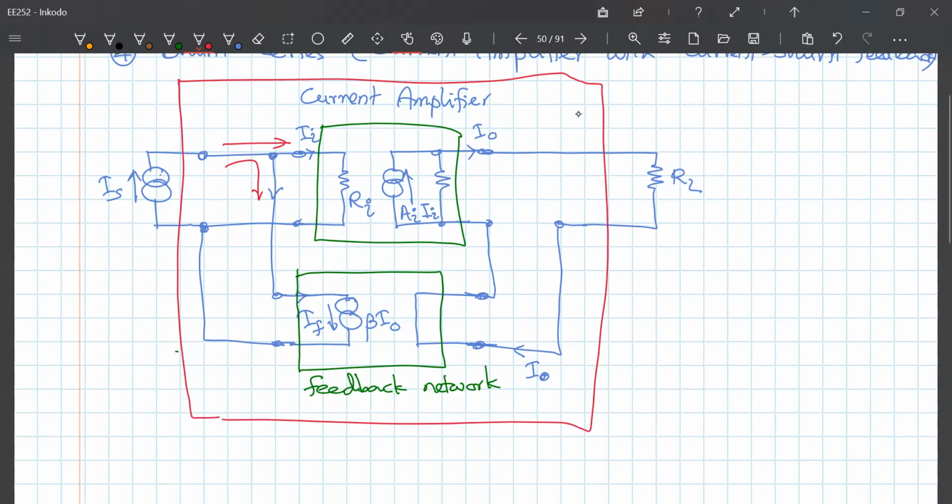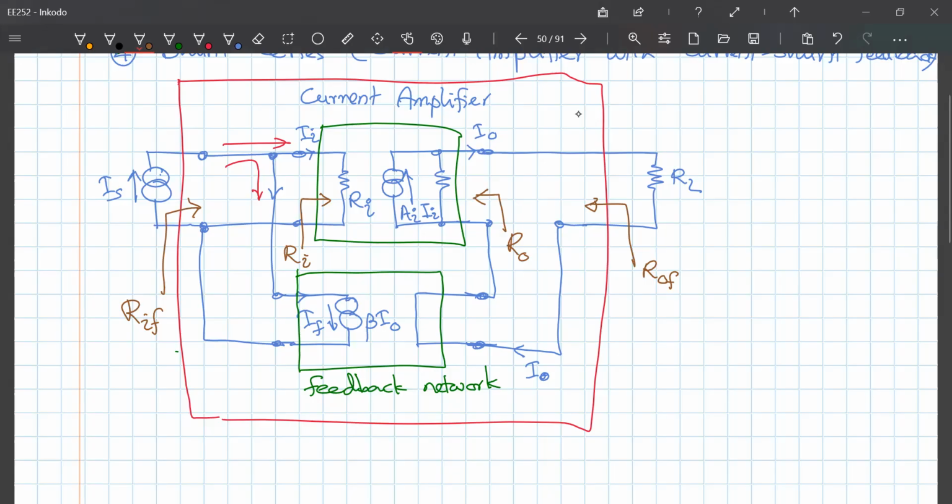So my output impedance, you look at the output impedance from here. This is my output R out with feedback. This is my input impedance with feedback, R in with feedback. This was without feedback. So this is R in, and this was R out initially without feedback. Right?